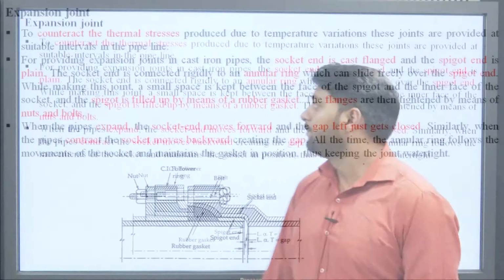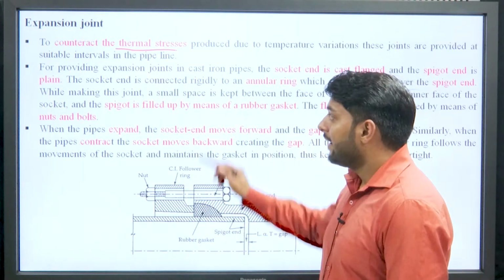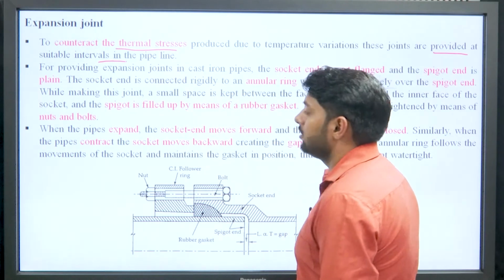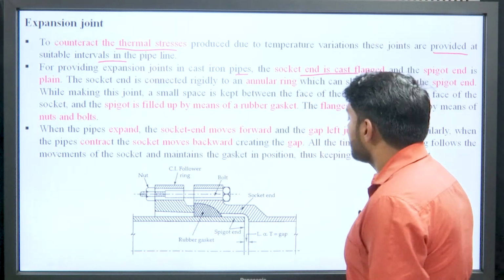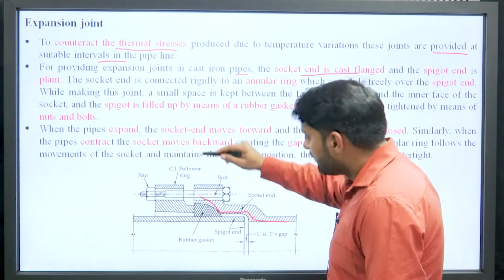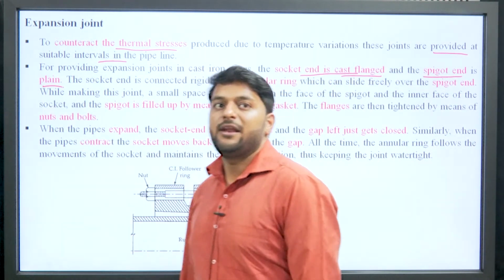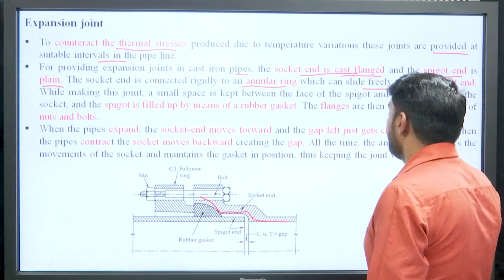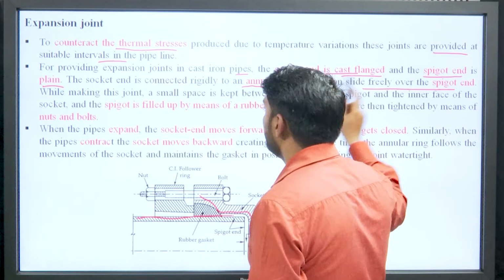Next one is the expansion joint. These joints are used where the pipe is going to be subjected to thermal stress, and this joint is provided at suitable intervals in the pipelines. So, for providing the expansion joint in a cast iron pipe, the socket end is cast flanged. Here the socket end is not in the form of a sphere, but it is in the form of a cast flange, and the spigot end is plain. The socket end is connected rigidly to the annular rings, and it can slide freely over the spigot end. On that particular end, our annular ring is going to move freely.